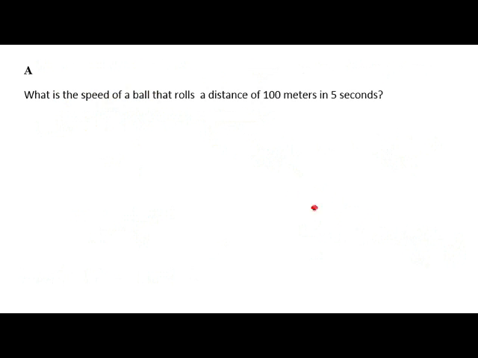Alright, let's try another one. What's the speed? We're looking for the speed of a ball that rolls a distance of 100 meters, so that'll be the distance, d, in 5 seconds. It doesn't say it, but seconds is a time. So we use an equation that has those three variables: speed equals distance over time. We don't know the v. Put 100 meters divided by the 5 seconds. In this case, we're just going to divide what we have. It's already solved for the unknown. 20 meters per second.